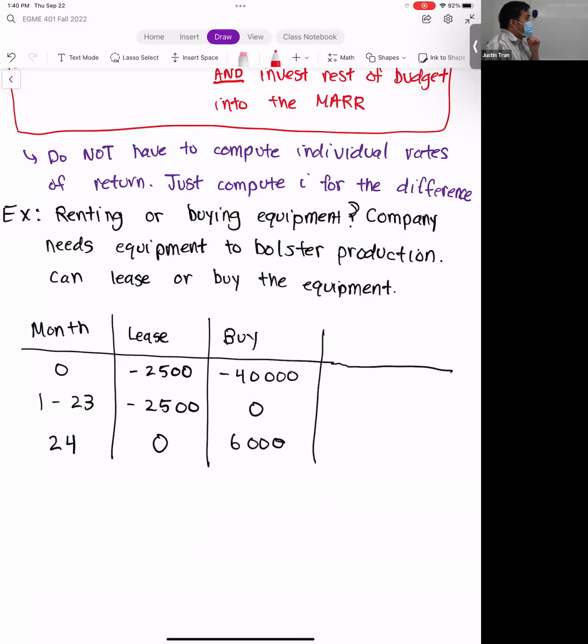Okay. And so what we want to do is use incremental rate of return analysis to determine whether we should buy or we should lease.